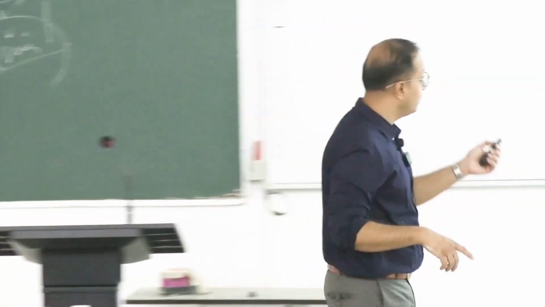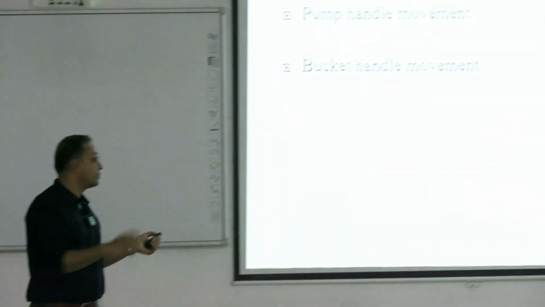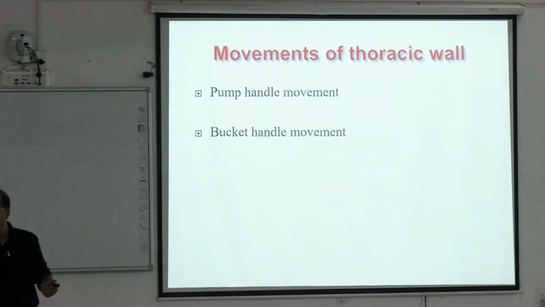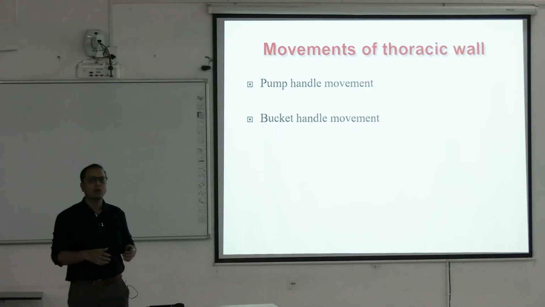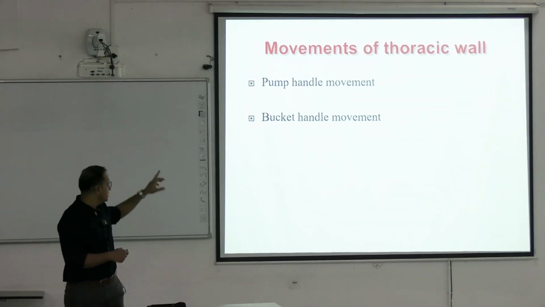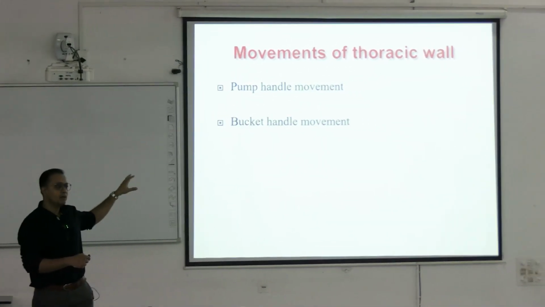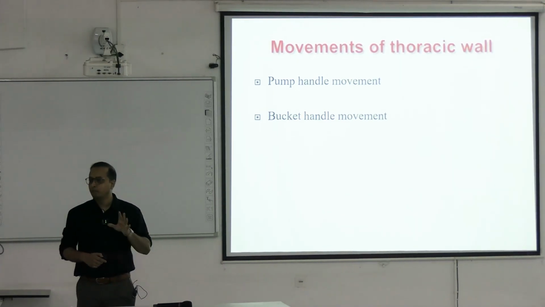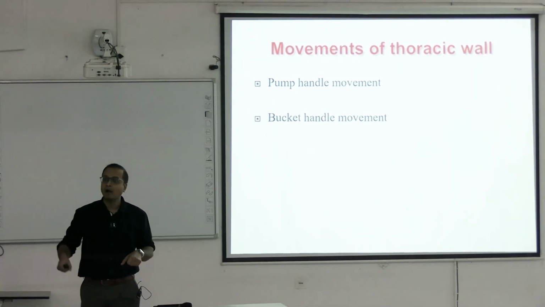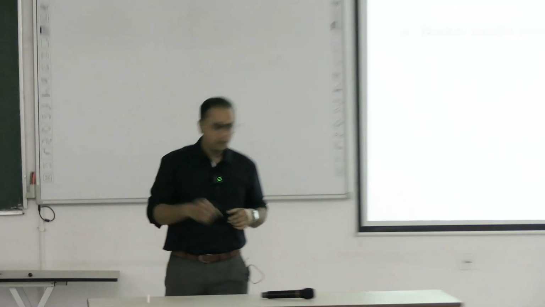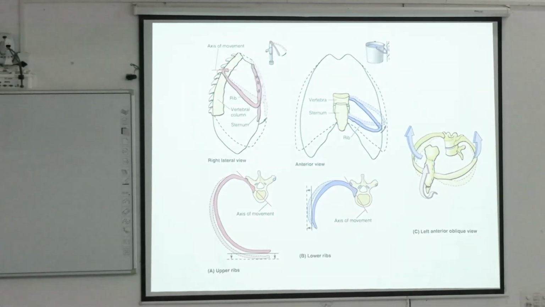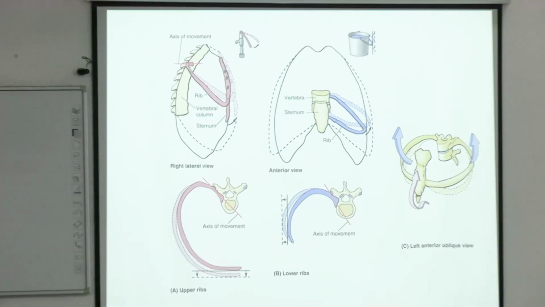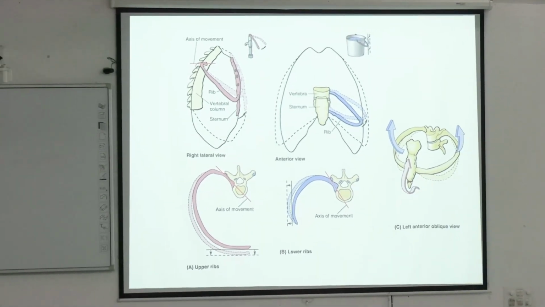So, the bony thoracic wall moves in 2 different directions, anterior posterior and lateral, and these movements are easily narrated in a way we call pump handle movement, like the handle of a pump moving, and bucket handle movement, like the handle of a bucket moving. If you project these pictures, it will be easier to comprehend the movement we are seeing here.